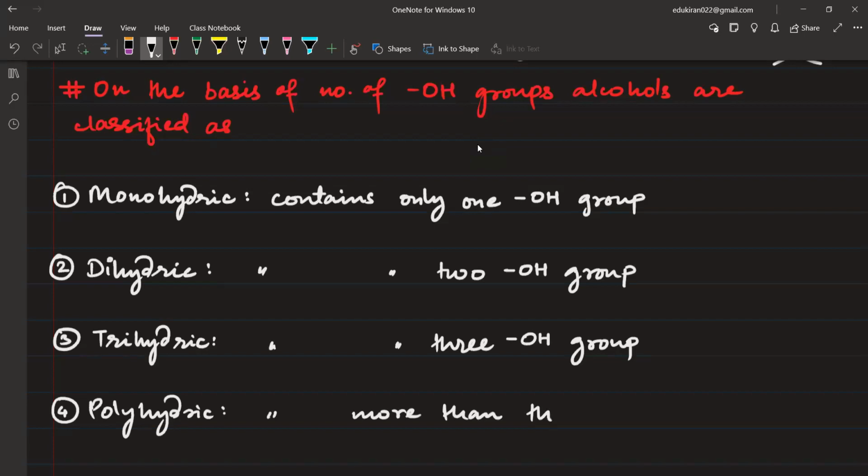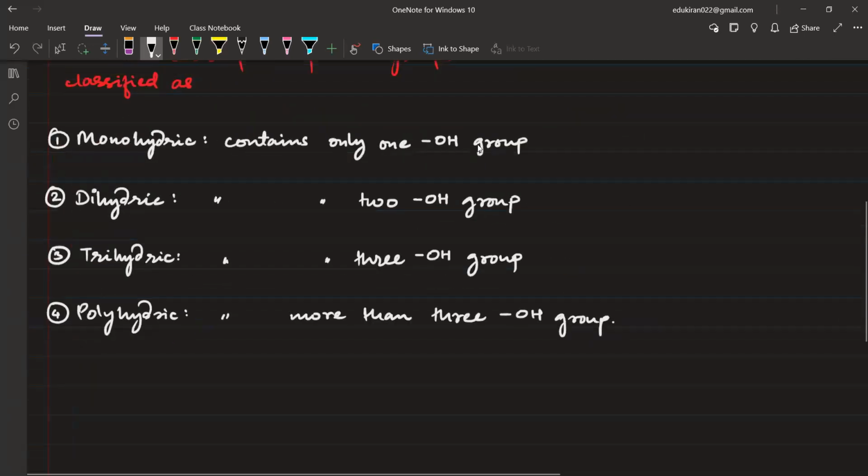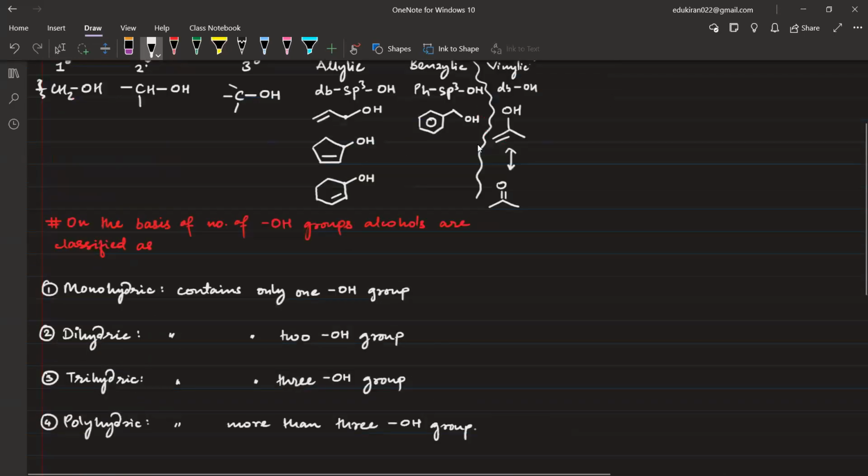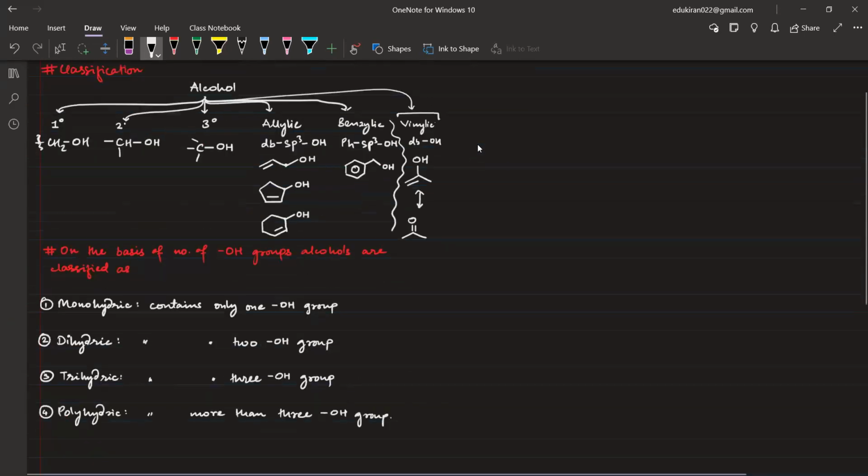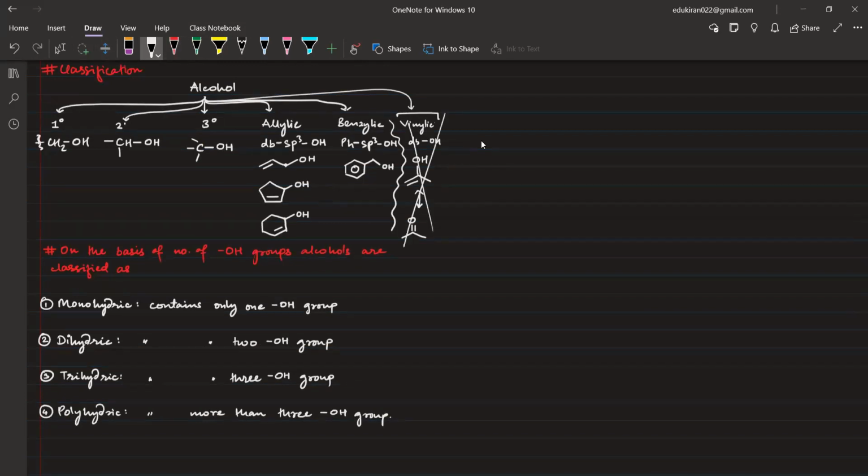Polyhydric contains more than 3 OH groups. So can you just take a screenshot of the previous one, what we did here? It is very similar to what we did in haloalkane, haloarene, allylic, benzylic. You just don't write the vinylic one. Vinylic one is actually unstable and it gets converted into ketone. So you don't write this one. Okay, so haloalkane, haloarene is done in the morning.